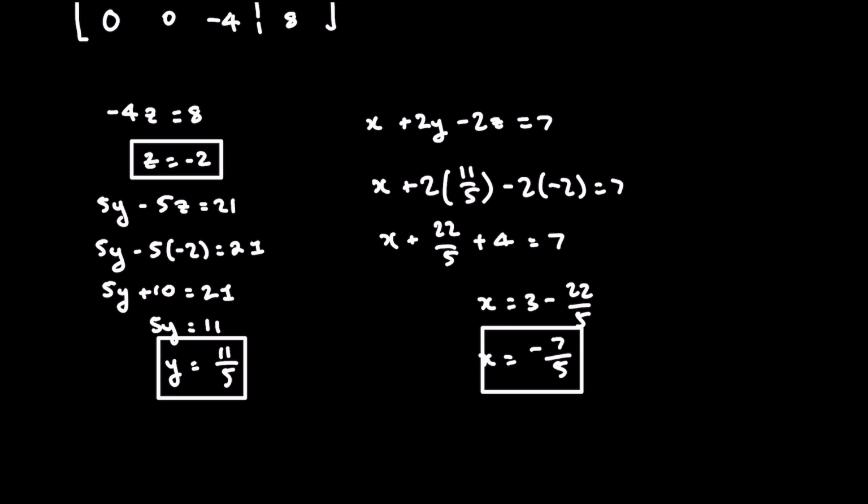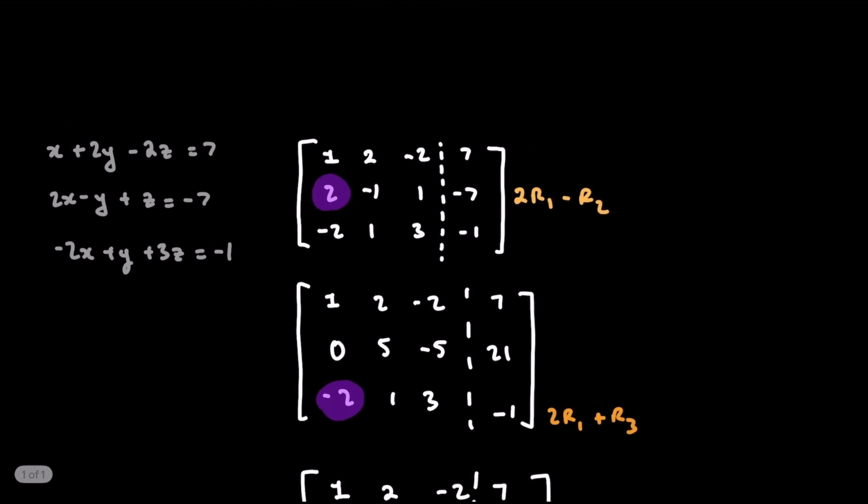And those are the solutions to the original three equations we had. x equals this, y equals this, and z equals this. So that's how we solve three equations simultaneously using Gaussian elimination.